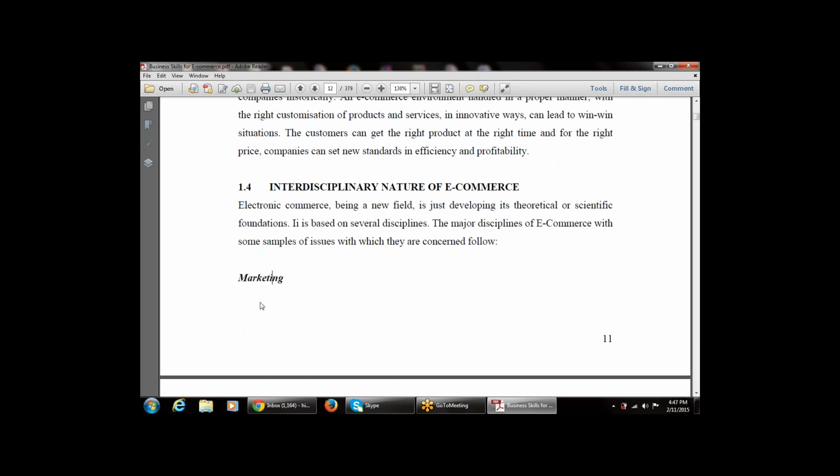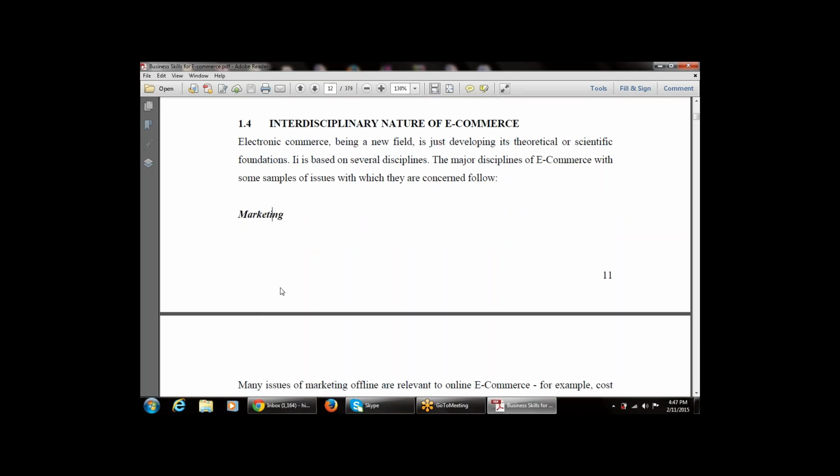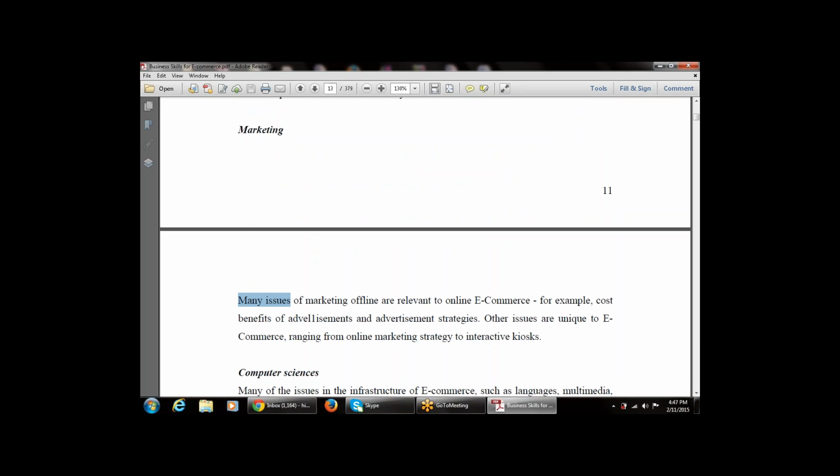One of the important areas for e-commerce is marketing. That is, e-commerce is used for marketing purposes. Many issues of marketing offline are relevant to online e-commerce. Whenever we do offline marketing, we simply go to the market, purchase the product, and pay for the product.